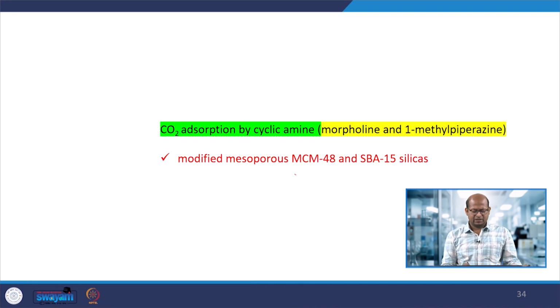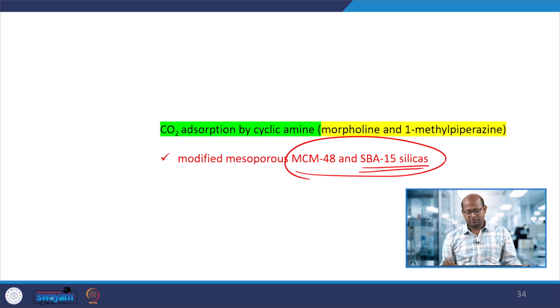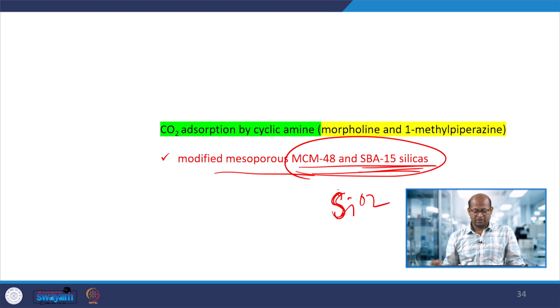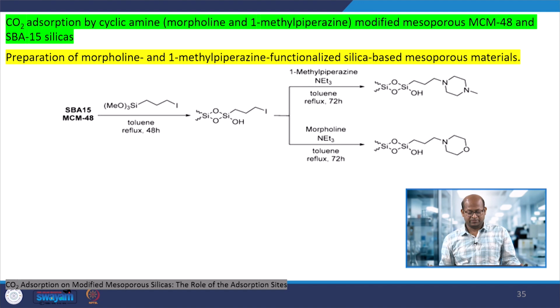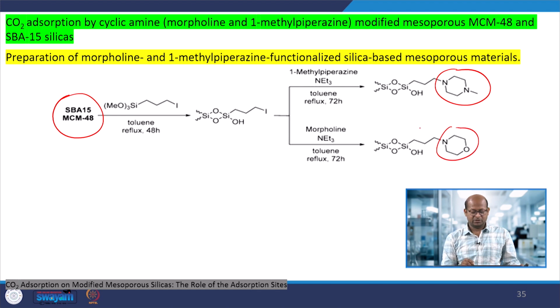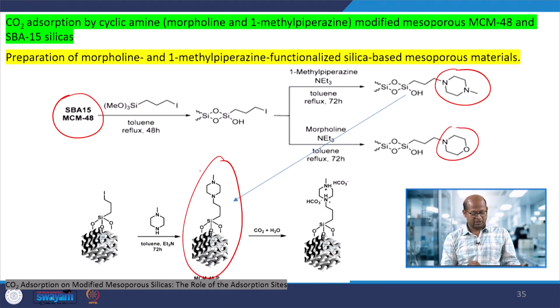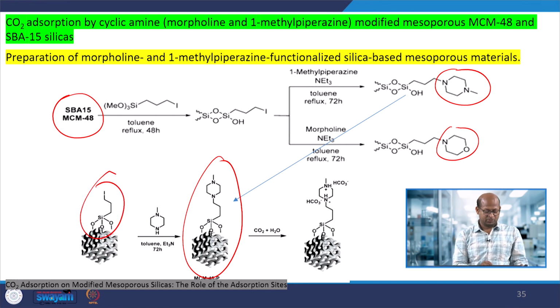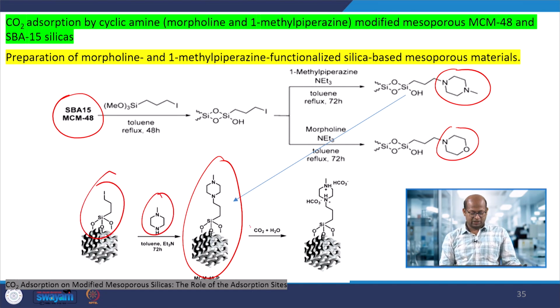Okay. Here are MCM-48 or SBA-15 silica, these are silica materials, basically SiO2. These also can be modified with different amine functional groups, so they also can be used for CO2 capture. Here I am showing the SBA-15 and MCM-48 examples. Here it was modified with cyclic amines, this is the cyclic amine that was used. So these functional groups were modified and that can capture CO2, that interact with the CO2.